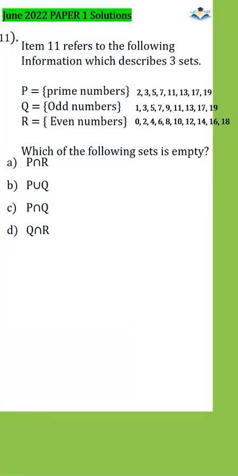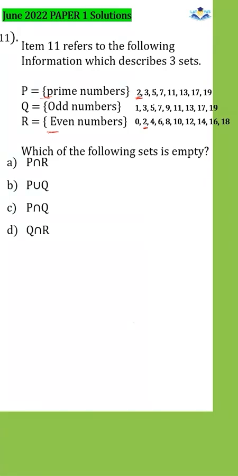The question wants us to know which one of the following sets is empty. P intersect R. This is what this symbol means. It means what do P and R have in common? Now, set P is prime and R is even. So if we look at the elements that I created here for you, remember they didn't give you this, we can see that they have 2 in common. 2 is the only prime number that is also even. So this set is not empty.